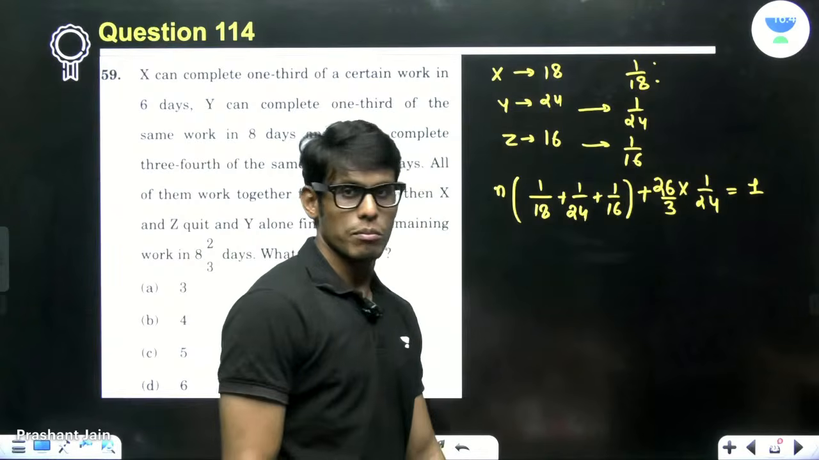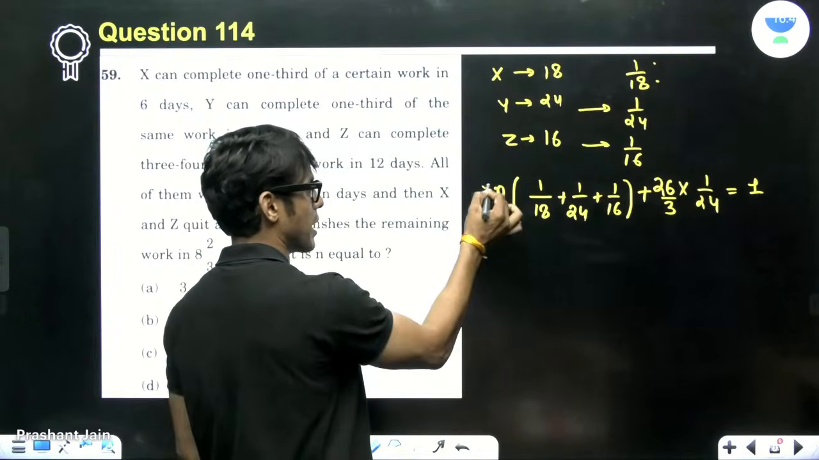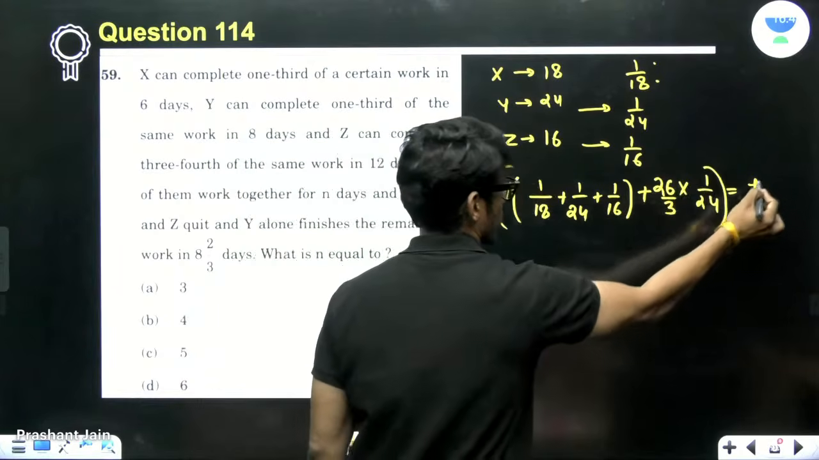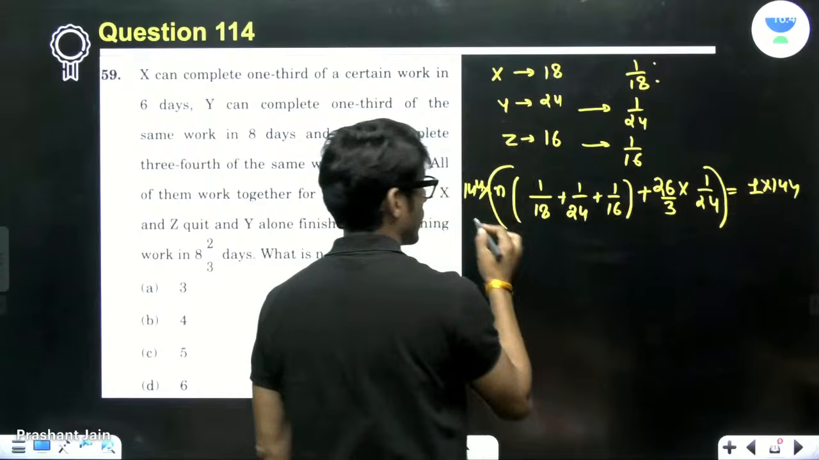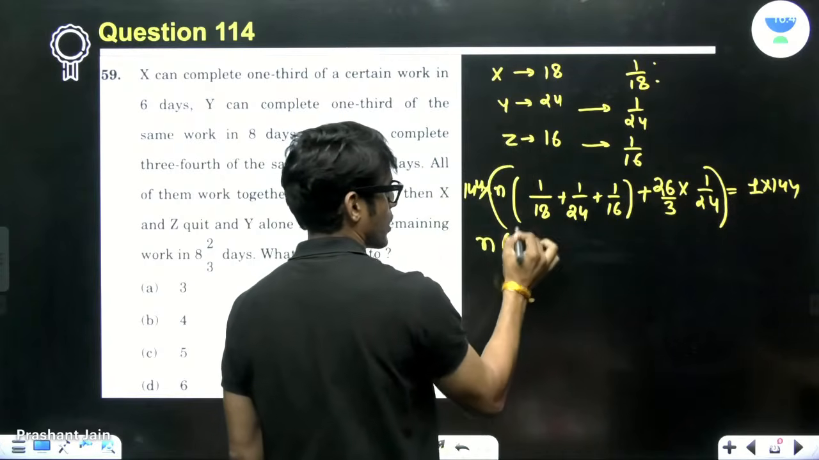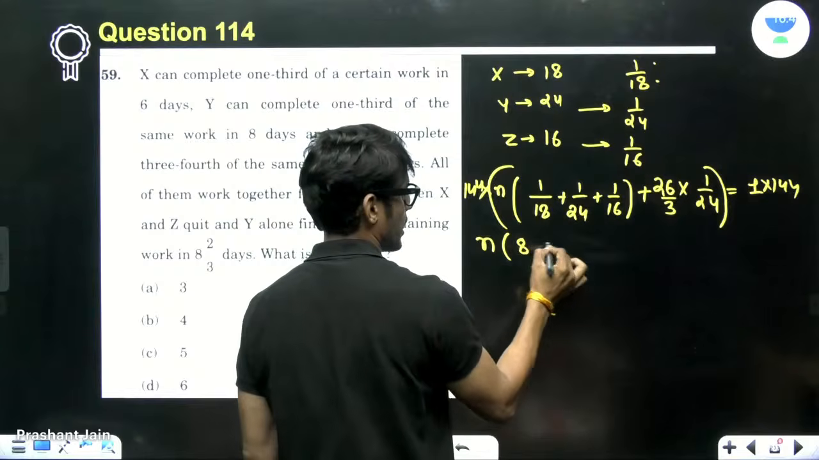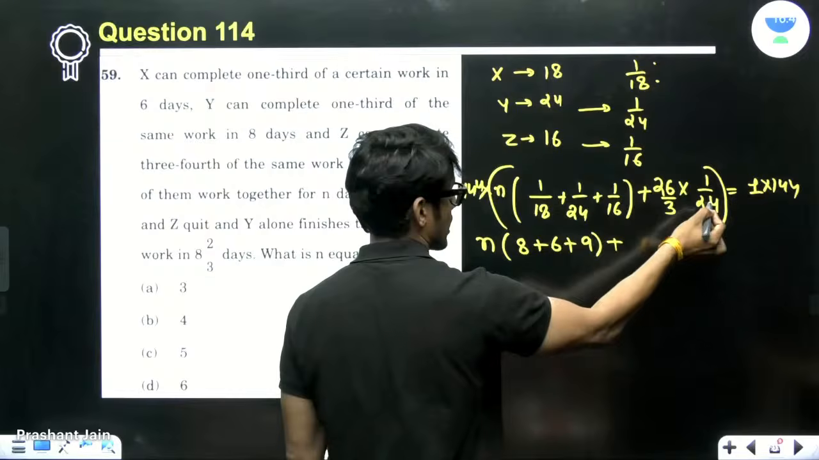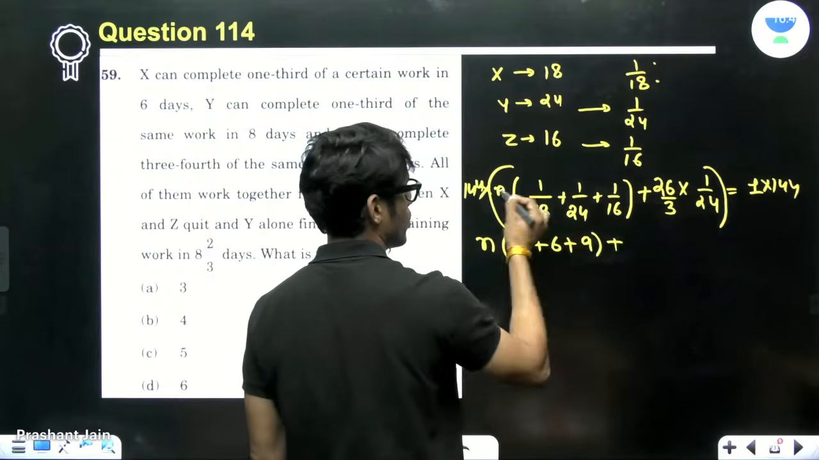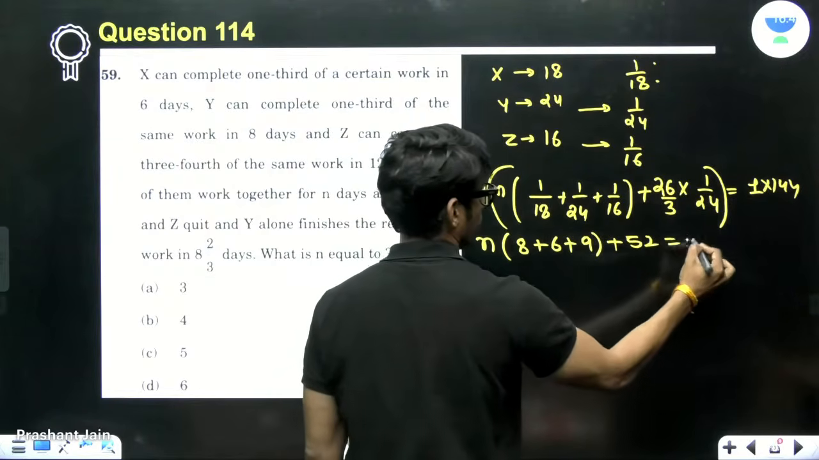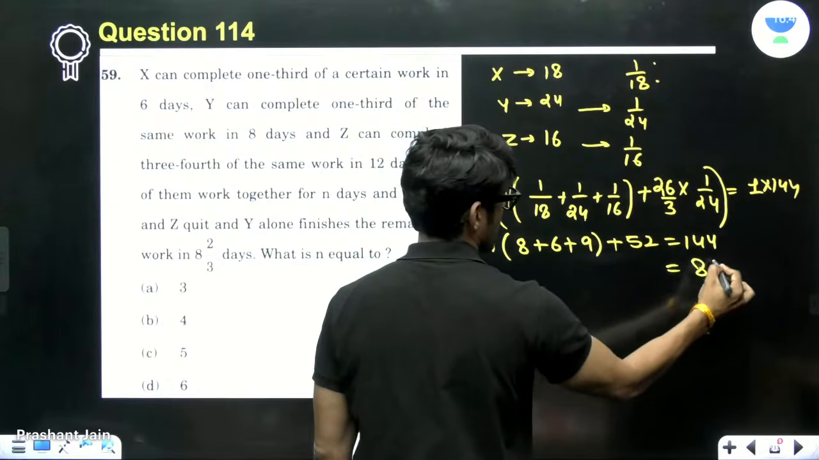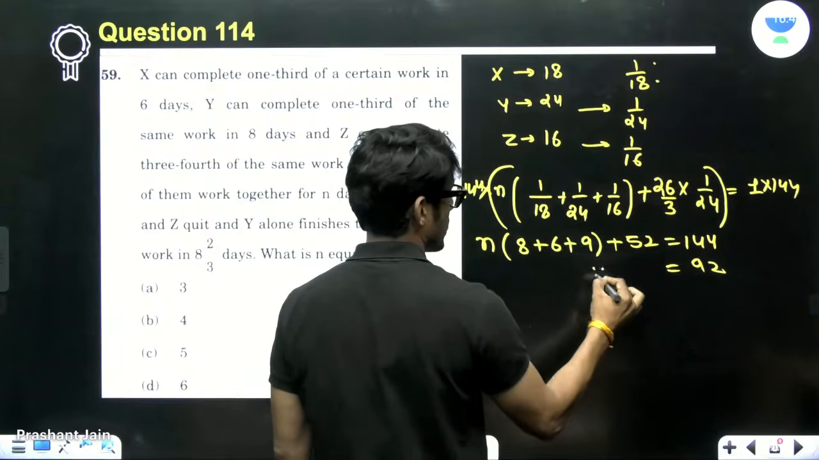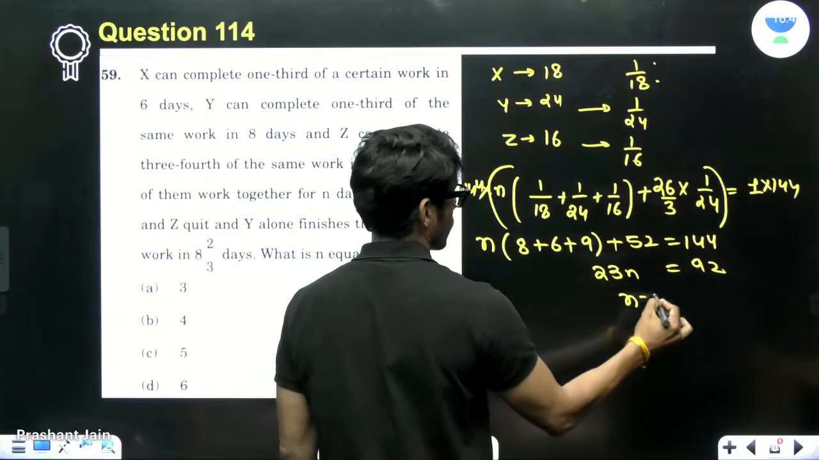Now let me tell you a manipulation here. Just simply multiply it with 144. 144 is the LCM. This is the manipulation. When you do it, take 144 inside. 144 becomes 8 here, 6 here, and 9 here. 144 when multiplied here gives 24, 3, 72, 52. This becomes 92, and this becomes 23n. So n becomes 4.